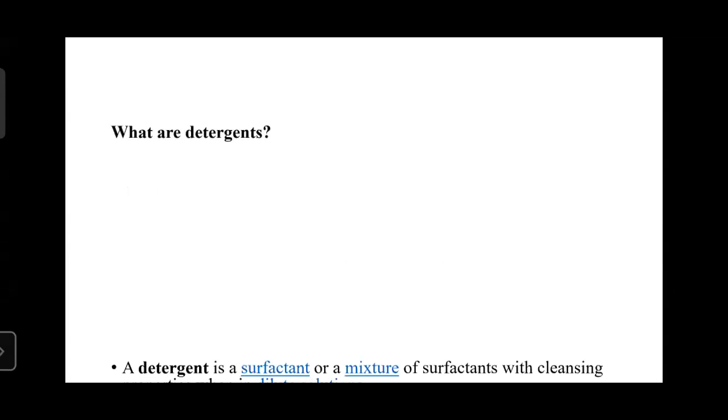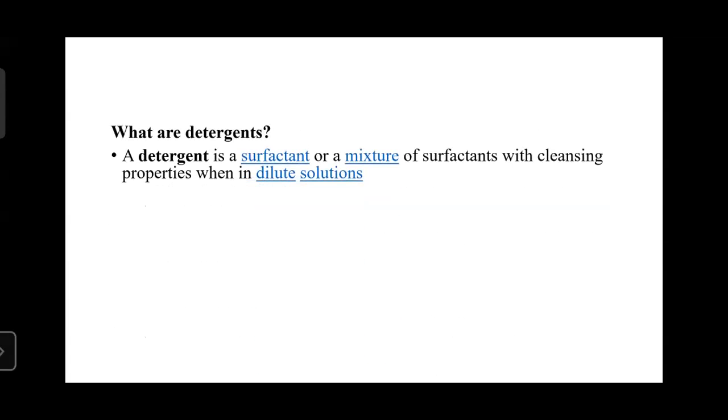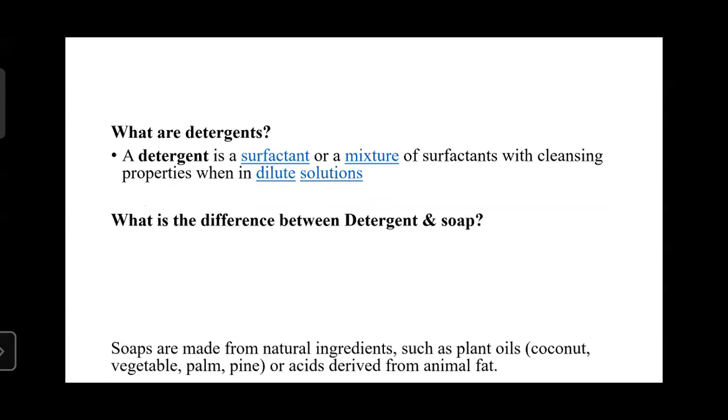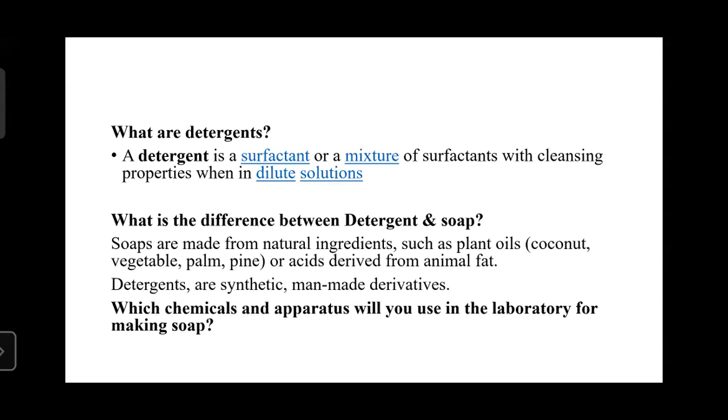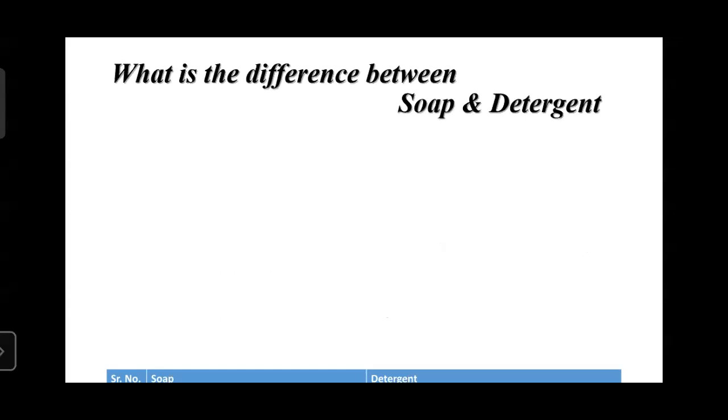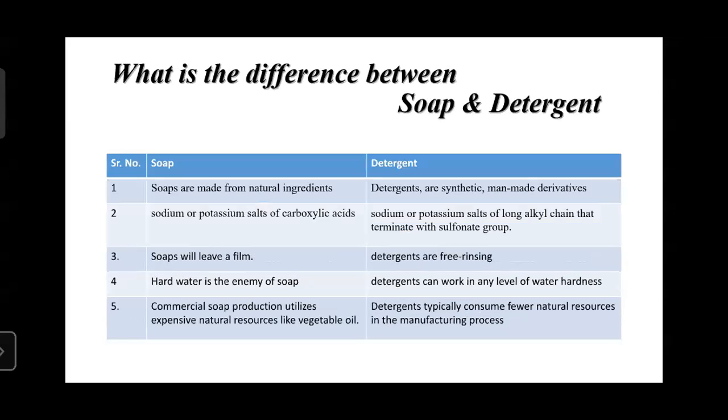Now, what do you mean by detergent? Detergent is a surfactant or a mixture of surfactants with cleansing properties when in dilute solution. So, what is the difference between soap and detergent? Soaps are made from natural ingredients such as plant oil, coconut oil, vegetable oil, palm oil, pine oil, or acids derived from animal fat. And detergents are synthetic man-made derivatives. Now, we will see the detailed difference between soap and detergent.